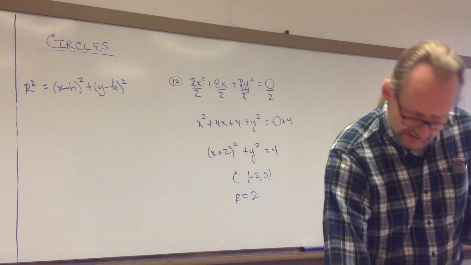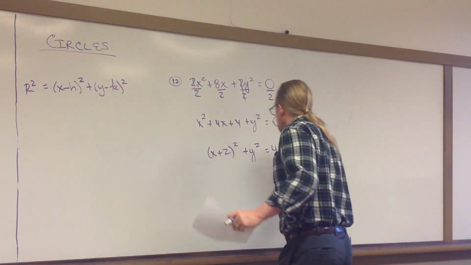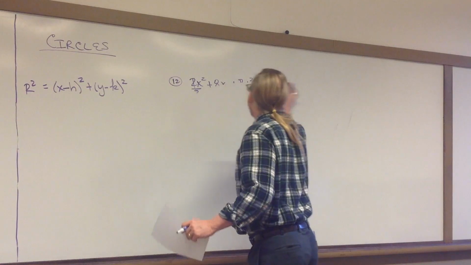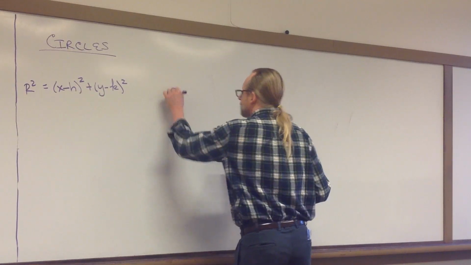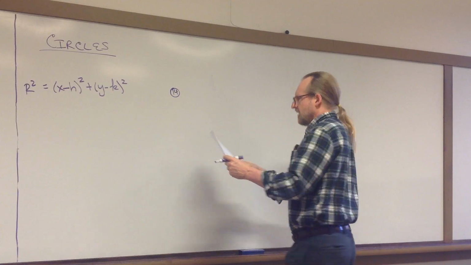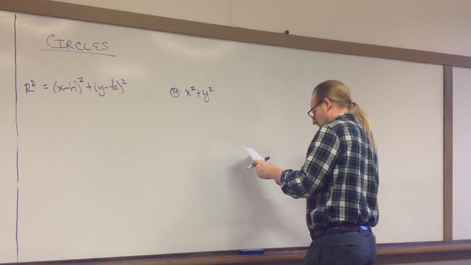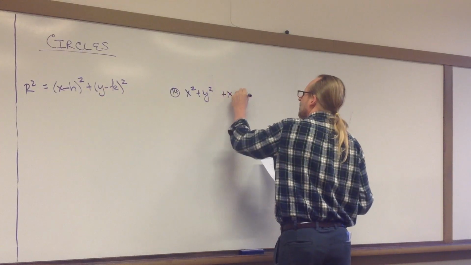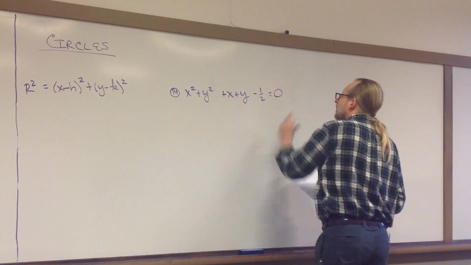Let's keep going with these. Now we start to get into the ones that are a little bit tricky. Problem 14. And they're not even really that bad. It's just, you might need a calculator to figure some of these values out. Plus x plus y minus a half equals 0.